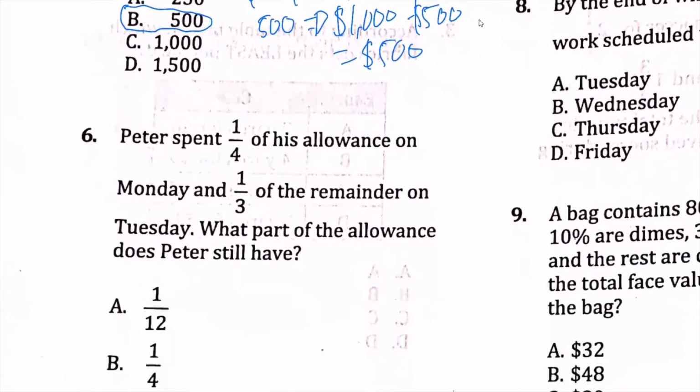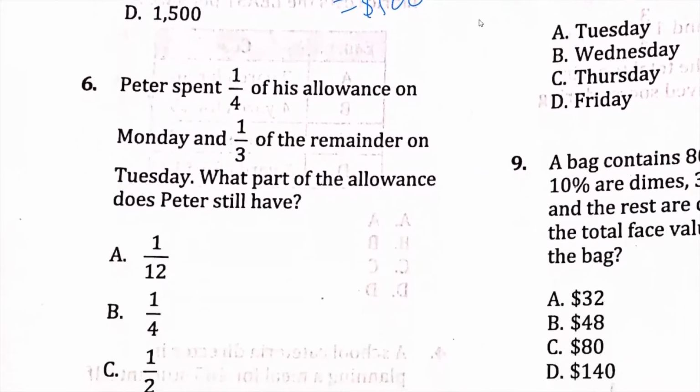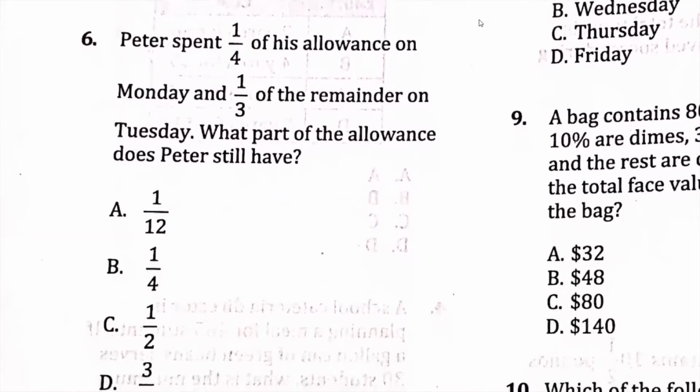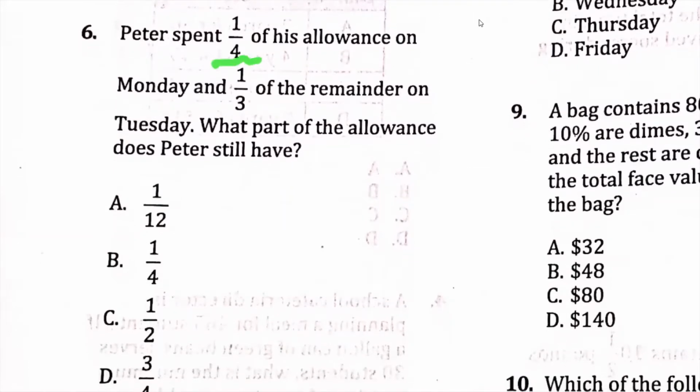All right, so this one, Peter spent 1/4 of his allowance on Monday, and then 1/3 of the remainder on Tuesday. What part of the allowance does Peter still have? So the tricky part here is setting it up, right?